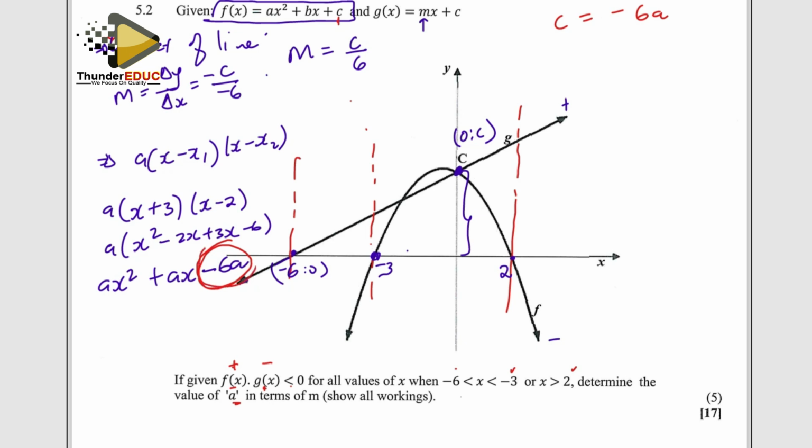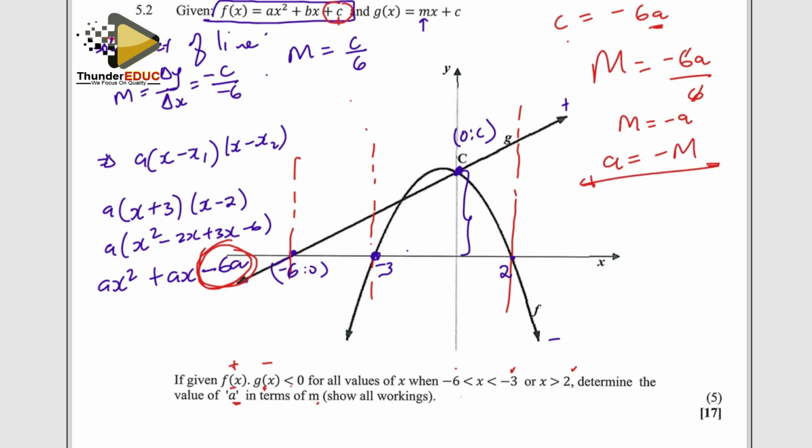This, I'm representing it as this C here. Then I don't need C because they said they want A in terms of M. Then I'm going to get this C and replace it with that. So M is going to be negative 6a over 6. This cancels that, which means M is negative A. Since I want A, it is going to be negative M. So I can do it that way.